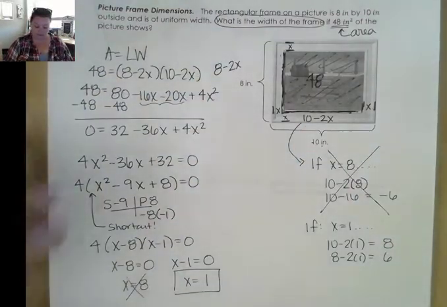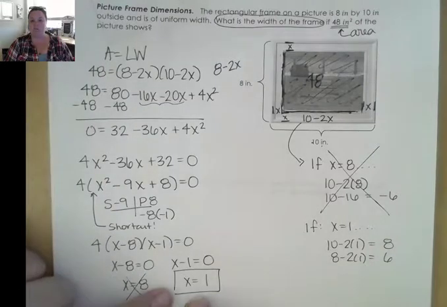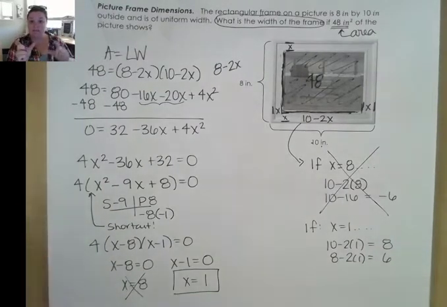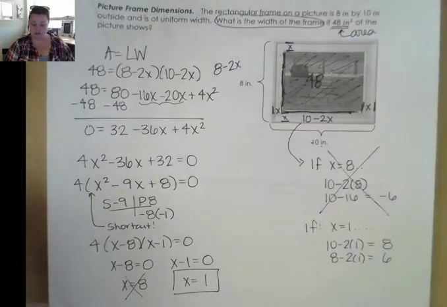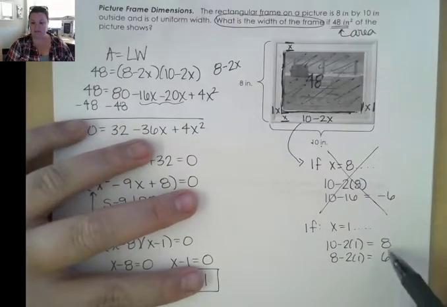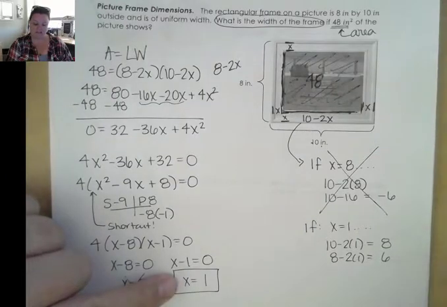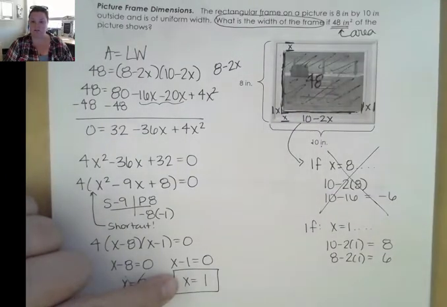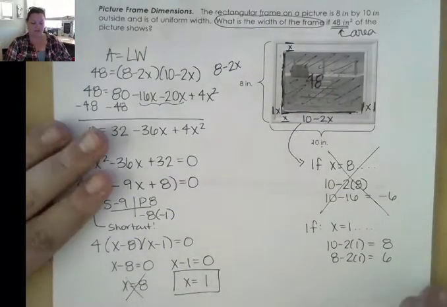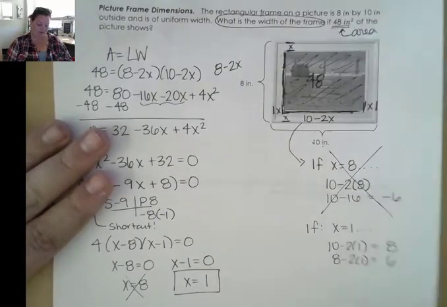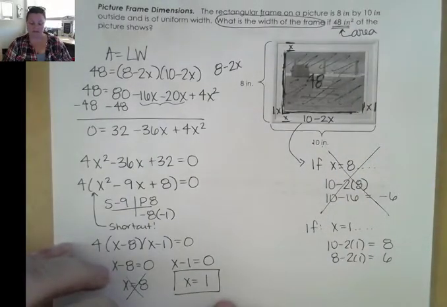But our actual answer is the 1 because it asked what is the width of the frame. Now if it had asked what are the dimensions of the picture that's showing, then that would be these answers, right? Because we figured out what the frame distance was and we subtracted it off. Does that make sense? All right, let's look at one more and then I'll have you try a couple practice problems.